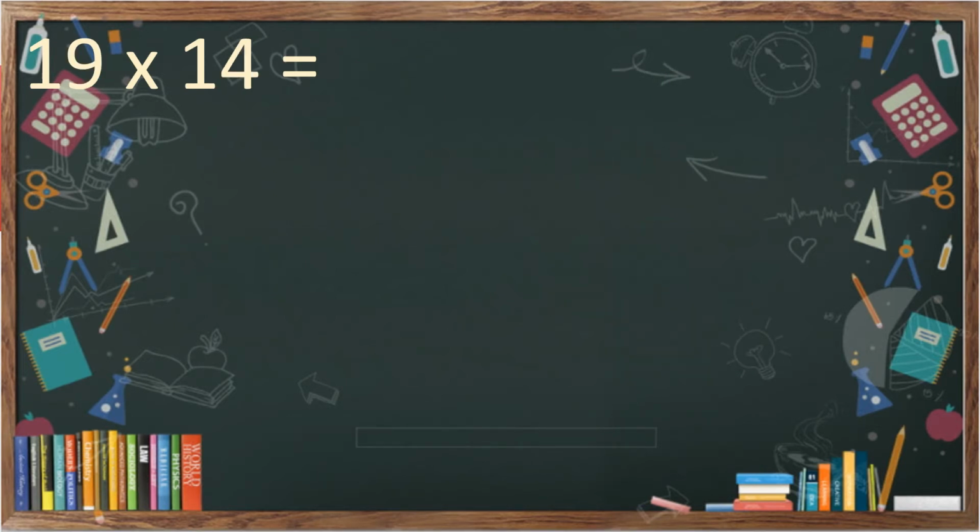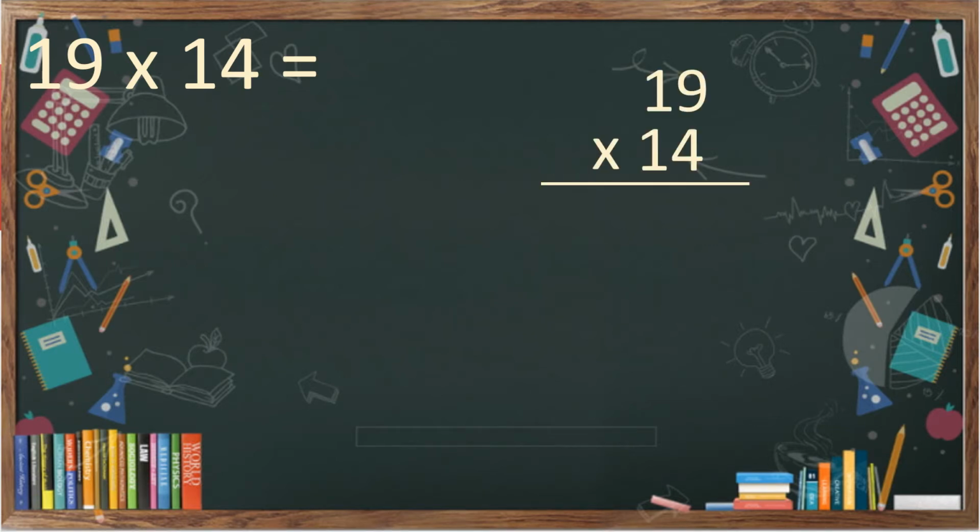We have another question. 19 times 14. To do this, we will write it out using the multiplication method. Then we would see what 4 times 9 is. 4 times 9 is 36. So under the 4, we would write 6. And on top of the 1 in 19, we would write 3.